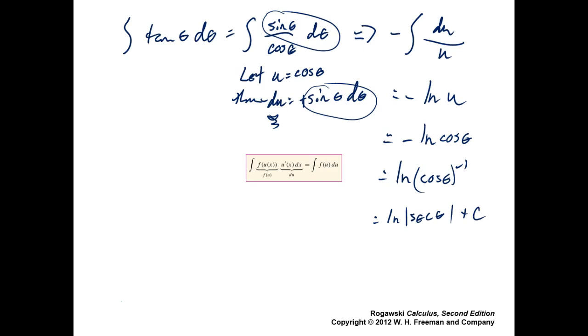We can't leave it as log of cosine theta to the negative 1? You could have left it like that too. Actually, in the book, they just left it as minus log of the absolute value of cosine theta. I just took it one more step. So we could have left it just like this, plus c. Anytime you take the log, if it's something that could go negative, you have to put absolute value first. If it's something that's always positive, like x squared, then you don't have to put absolute value.